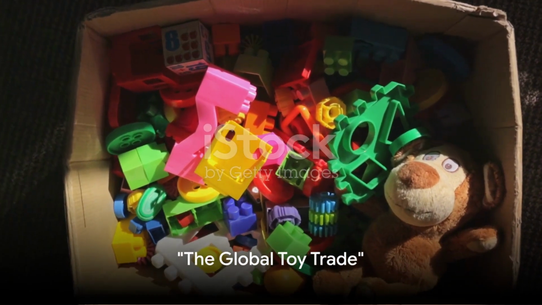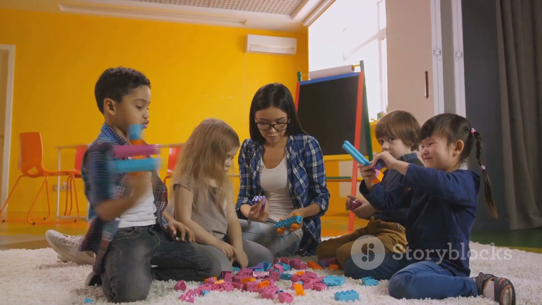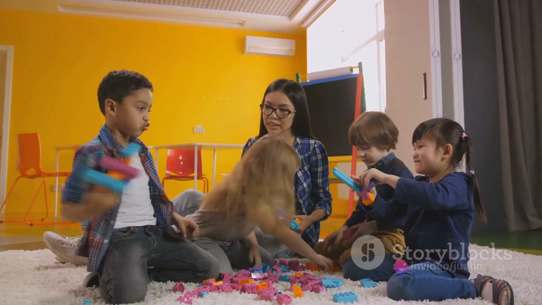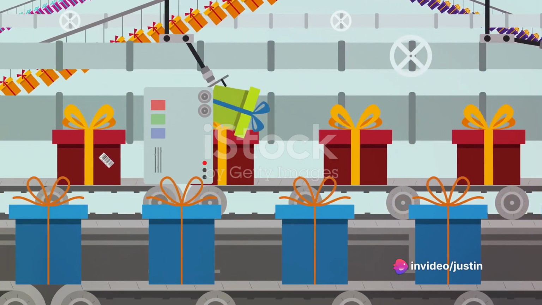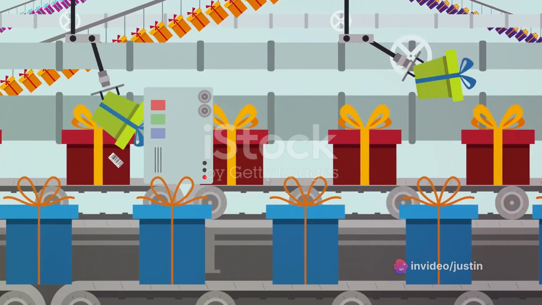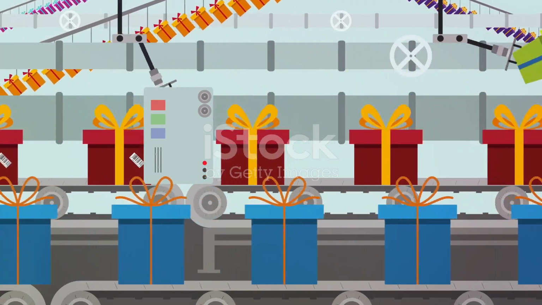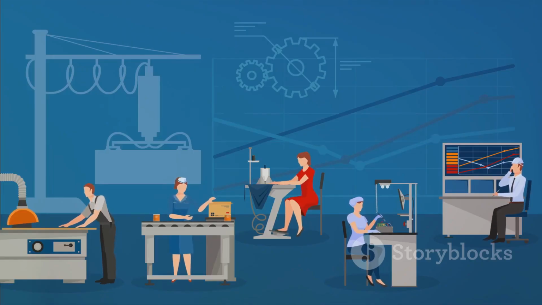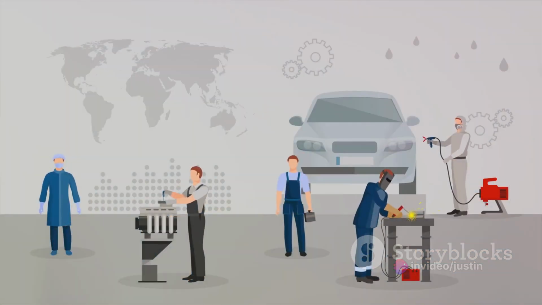Ever wondered how your favorite toy made it into your hands? Well, it's all thanks to the magic of global trade. Let's take a journey, shall we? Imagine this. In a bustling factory in China, skilled workers assemble your toy, let's say a super cool action figure. The raw materials for this figure, like plastic, paint and metal, likely come from a variety of places, from Saudi Arabia to Australia. Every component of your action figure has a story, a journey it's taken to reach the factory.